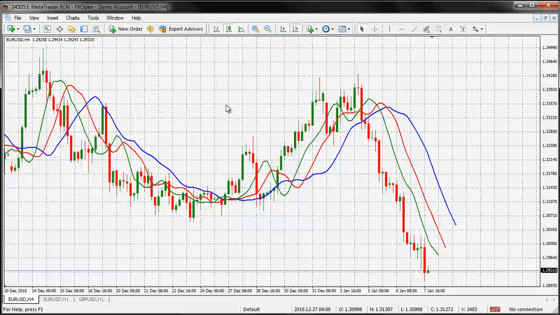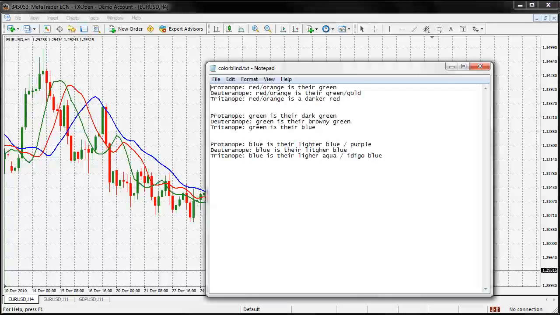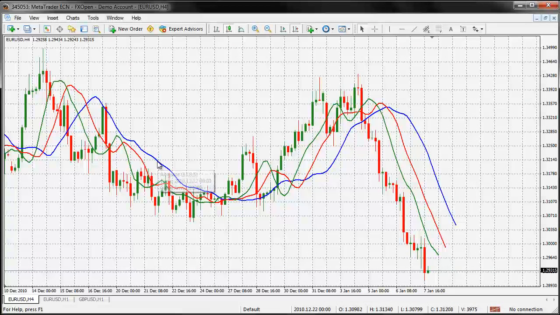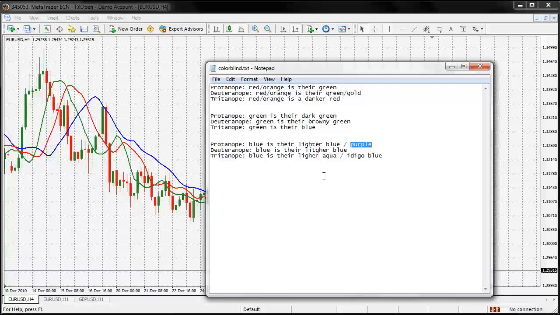Now I hope those of us that might be colorblind can actually see this. Let me just get my tool out, because blue comes out like a purple. This here is a blue color, so if you're colorblind this might come out purple. Red comes out green, so this is red here. If you're colorblind this might come out like a green, a greeny gold or a darker red. And this one here is green, and I understand that on the end of the spectrum for tritanope, green is blue, and for deuteranope and protanope it is basically a darker green.